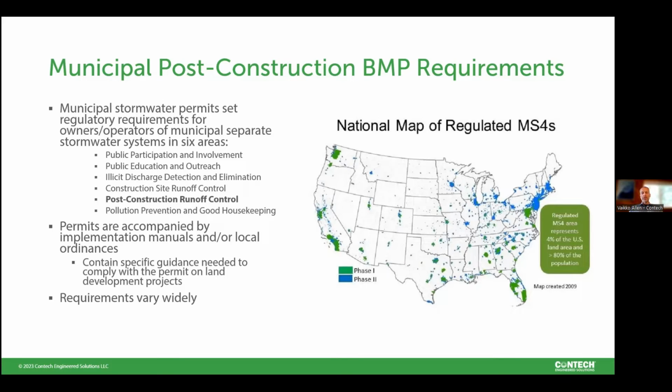One thing to note here, just with the map, is that when you look at all the phase 1 and phase 2 jurisdictions, there's between 6,000 and 7,000 of them across the country, and they pretty much exactly line up with where the locus of population is. So in other words, these are really designed to get at urban land uses and contributions to receiving waters of pollutants by urban development.